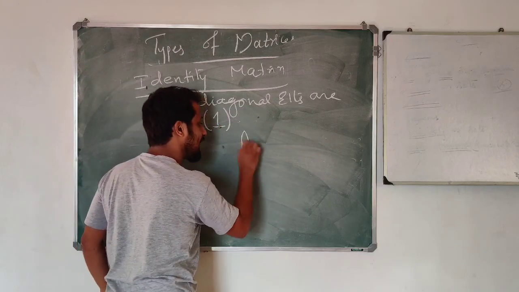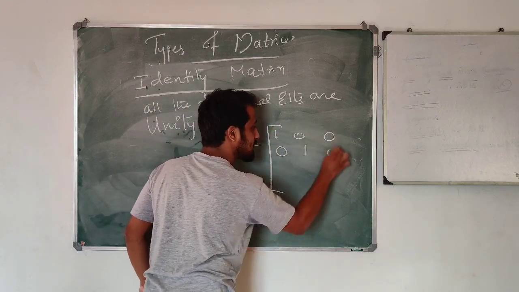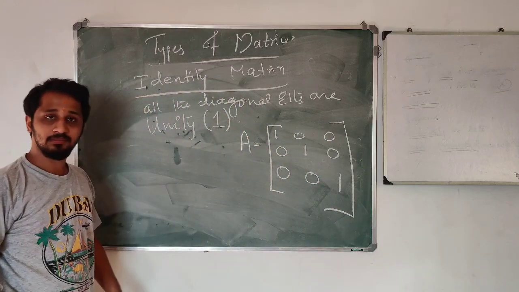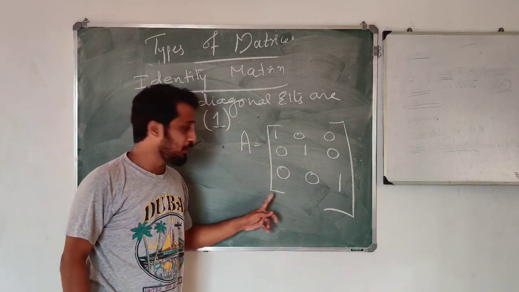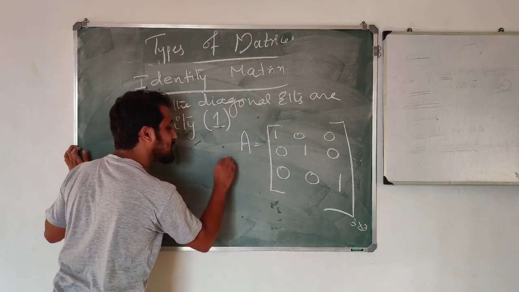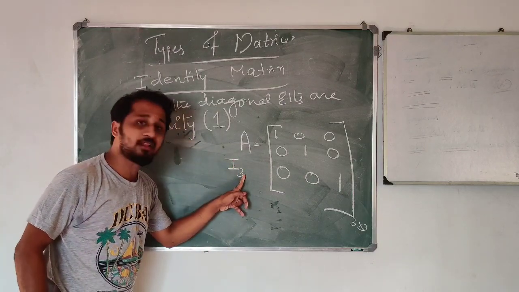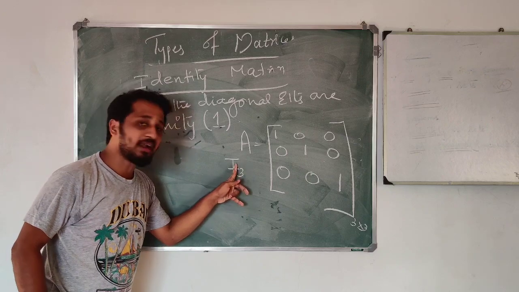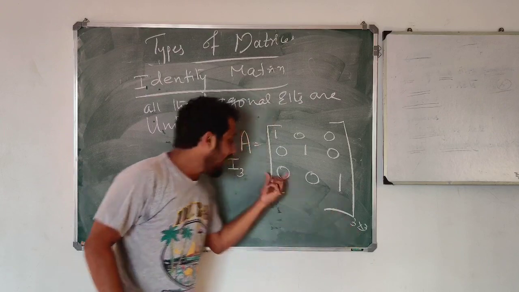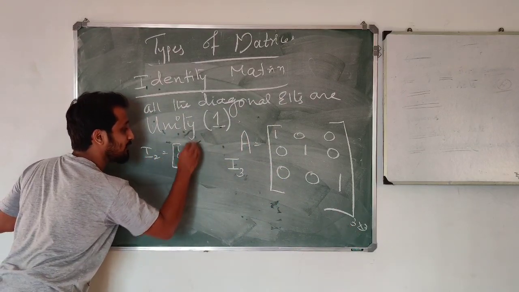For example, A is equal to 1 0 0, 0 1 0, 0 0 1. This is an identity matrix. Can you tell me the order of this matrix? 3 by 3. Later we tell this is I3, because it is the identity matrix of order 3. What is order? That means a 3 by 3 matrix. Identity matrix of order 2 is what? 1 0 0 1. That is I2.